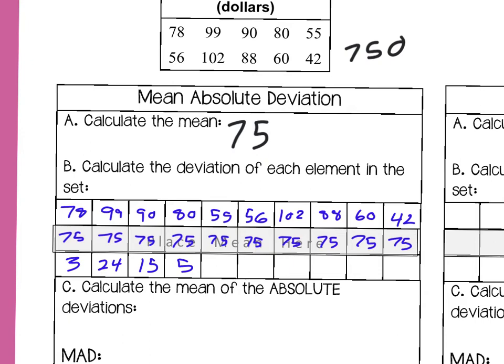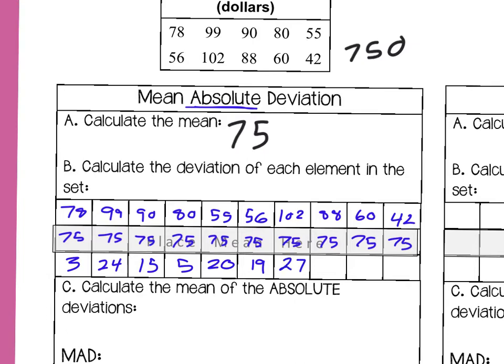55 minus 75, we get negative 20. But that's where this absolute value comes into play here. We're taking the absolute value of that negative 20, and we're just going to call it 20. Okay, so 56 minus 75, we get negative 19, so we're just going to call it 19 because we're taking absolute value. Then 102 minus 75, we get 27.